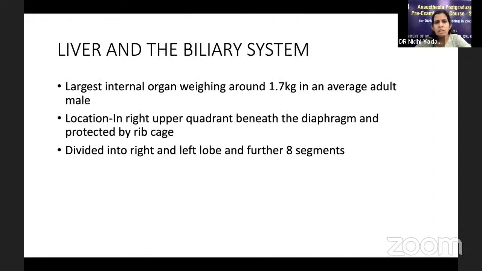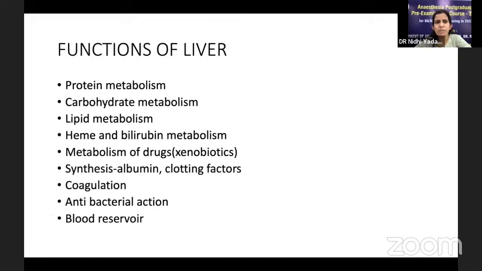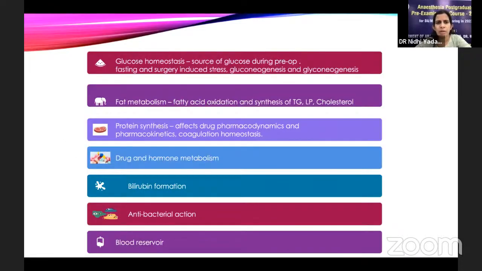Liver is the largest internal organ, weighing around 1.7 kg in an average adult male. It's located in the right upper quadrant beneath the diaphragm and protected by the rib cage. It is divided into right and left lobes and further divided into 8 segments. The functions of liver are protein metabolism, carbohydrate metabolism, lipid, heme and bilirubin metabolism, metabolism of various drugs, synthesis of albumin and various clotting factors. It has an antibacterial action and it acts as a reservoir of blood, with approximately 400 to 600 ml stored in the liver sinusoids.